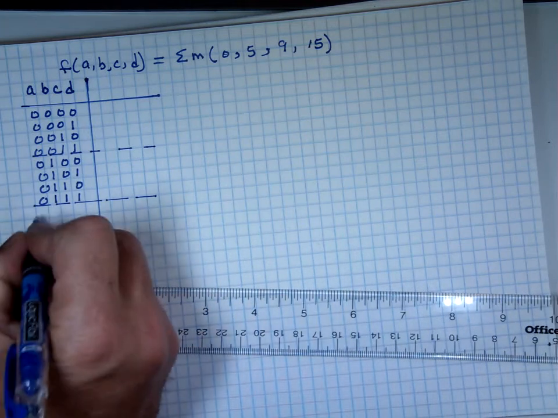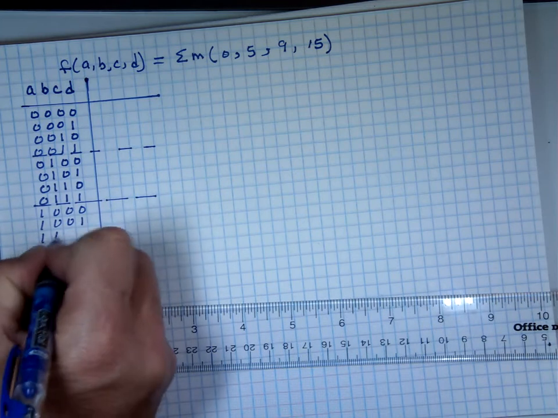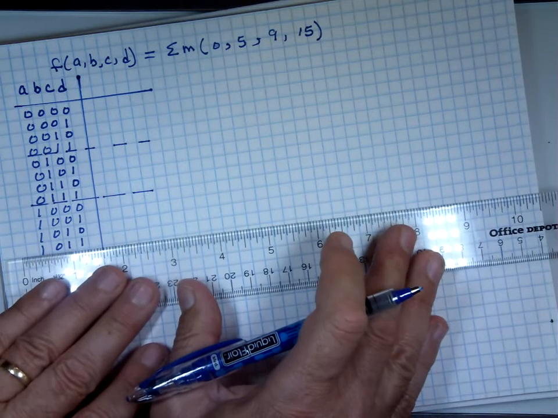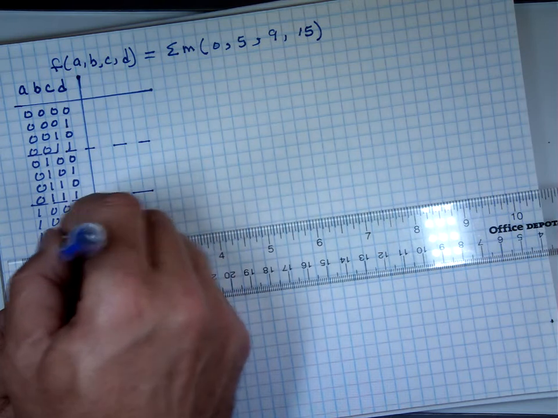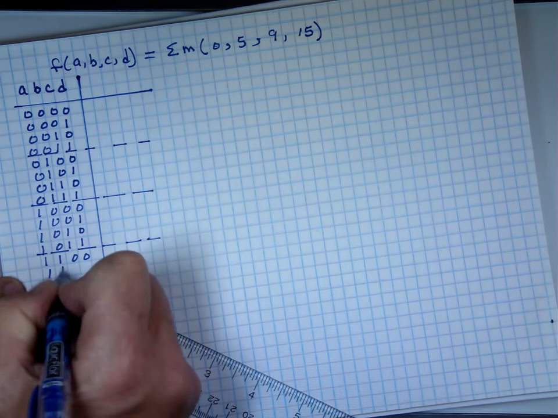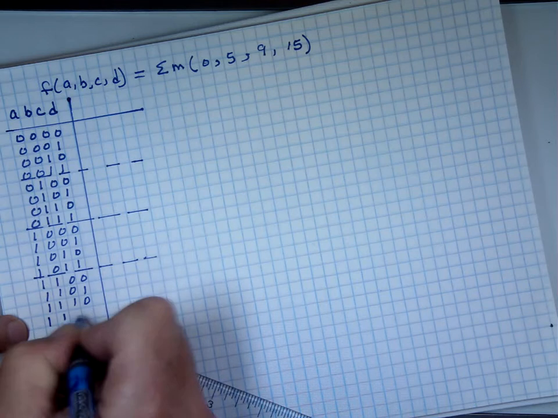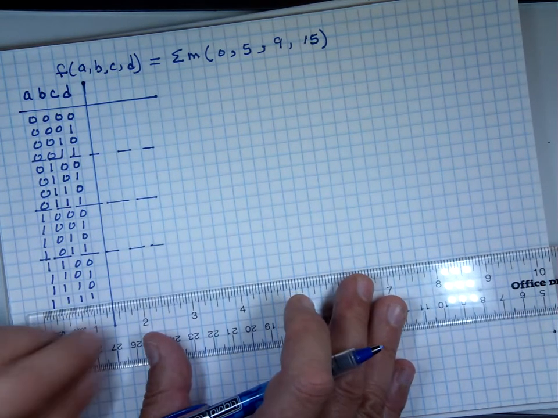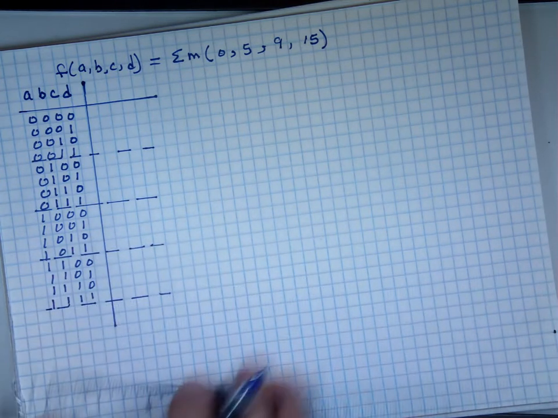After that, 1, 0, 0, 0, 1, 0, 0, 1, 1, 0, 1, 0, 1, 0, 1, 1. That's the 11. 8 through 11. And finally, 1, 1, 0, 0, 1, 1, 0, 1, 1, 1, 1, 0, and 1, 1, 1, 1. That's the 15. I broke them into 4 just so I can see where I am. It's easy by looking at it to see where I am instead of just leaving all as one group there.